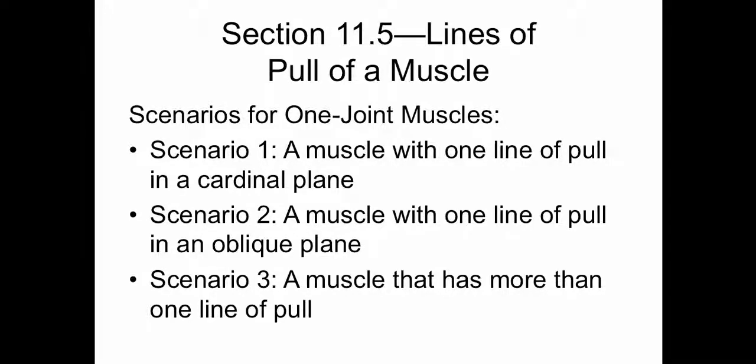The three possible scenarios for a one-joint muscle and its line or lines of pull are listed here. For every scenario that is listed here, detailing a line of pull of a muscle and the muscle's resultant action, the reverse action of the muscle has not been considered. Because a reverse action is always theoretically possible for every named usual action of a muscle, the complementary reverse action always exists.